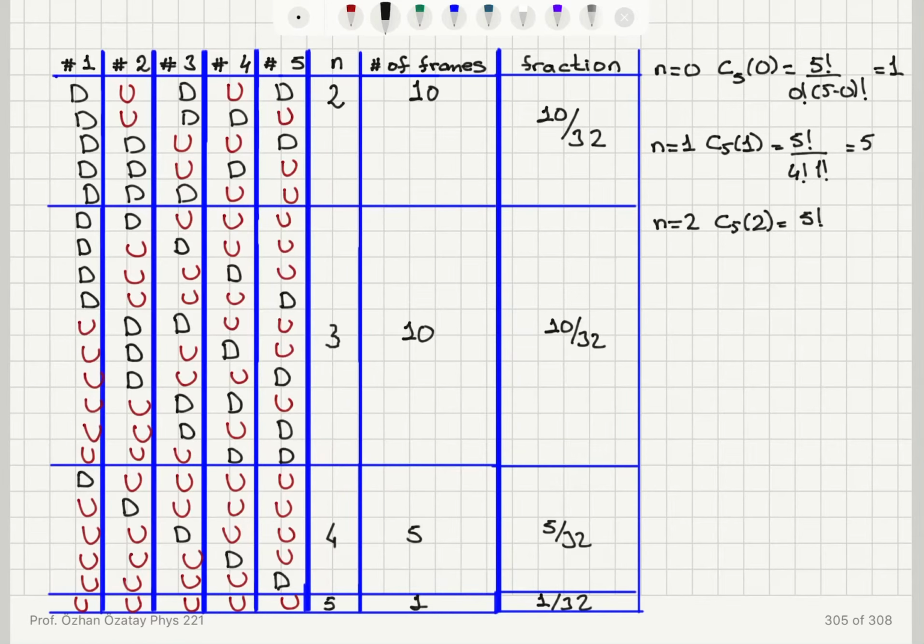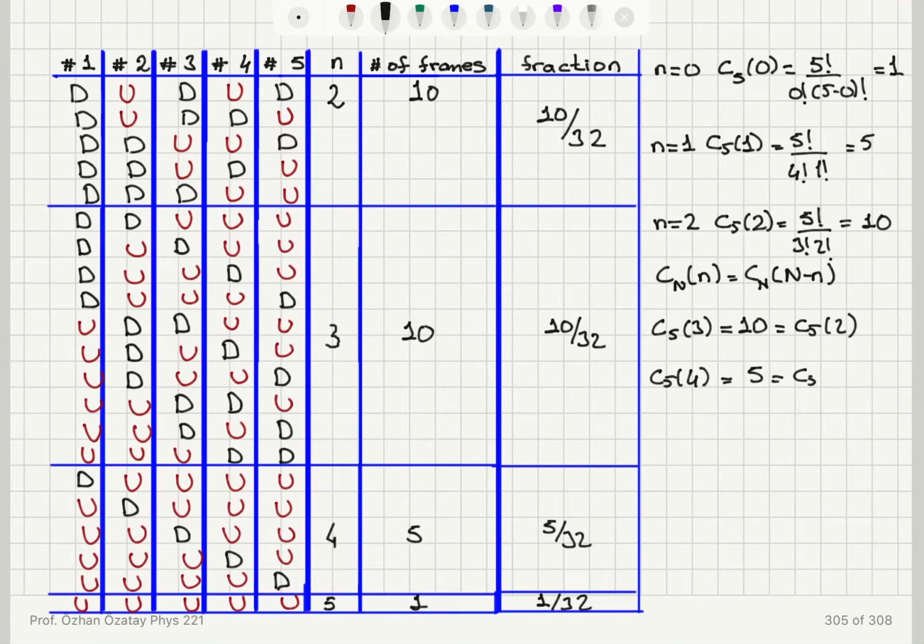And you can see that because of this property, combinations of capital N objects taken n at a time is equal to combinations of capital N objects taken capital N minus n at a time. I have, without calculation, combinations of 5 objects taken 3 at a time is 10, which is equal to that of taken 2 at a time. Combinations of 5 objects taken 4 at a time is 5, because it's the same thing as 1 at a time. And combinations of 5 objects taken 5 at a time is 1, because it's the same thing as taken 0 at a time. So this basically gives the same result. And you can see that this fraction of the movie frames will basically give us the probabilities.